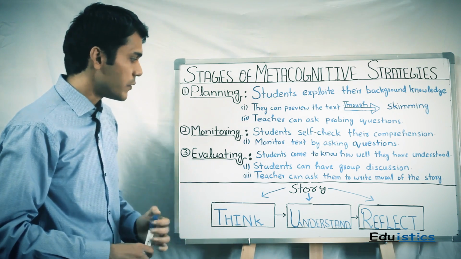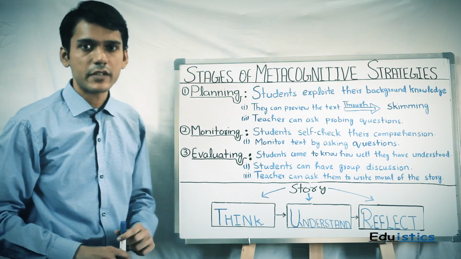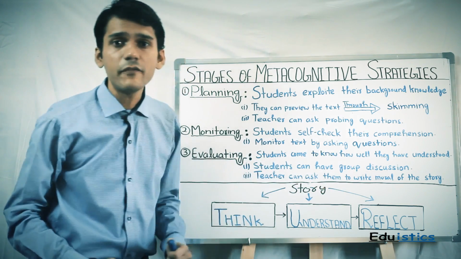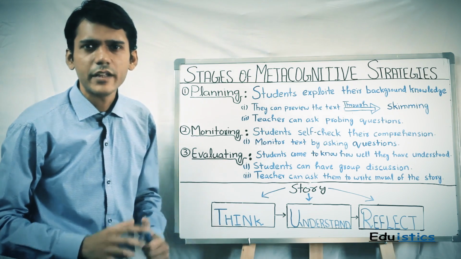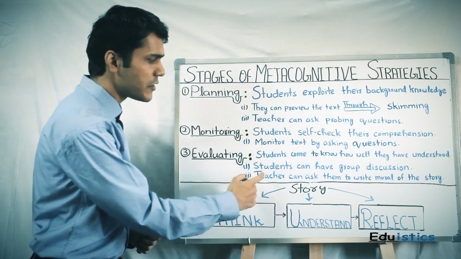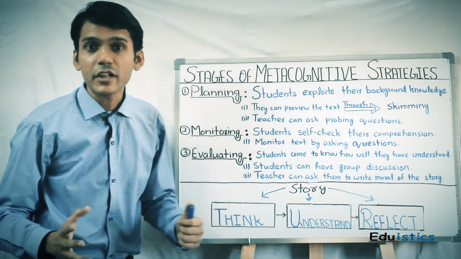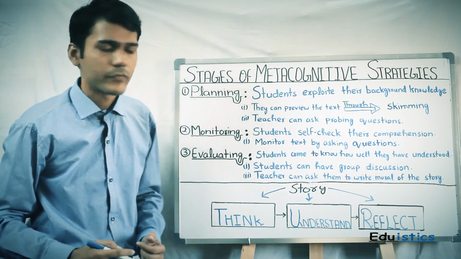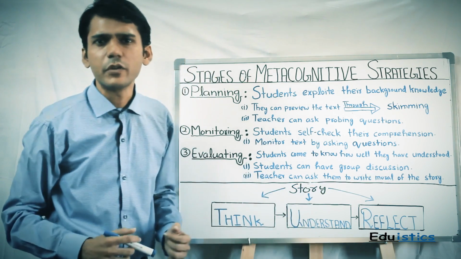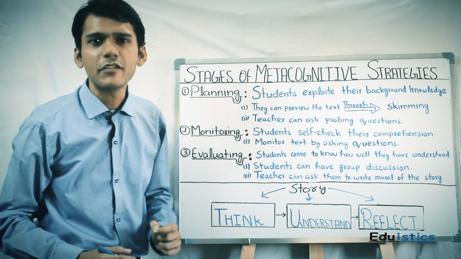Now we come towards the evaluating stage. At this stage, students come to know how well they have understood the text. There are many ways for evaluation. One is that students can have a group discussion after reading the story, or the teacher can ask them to write the moral of the story or a short critical analysis of the story.